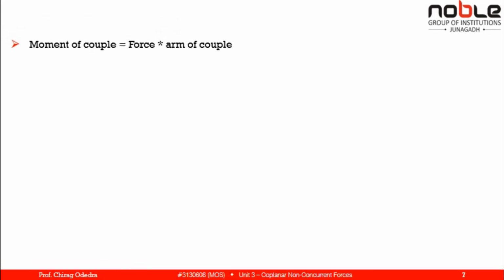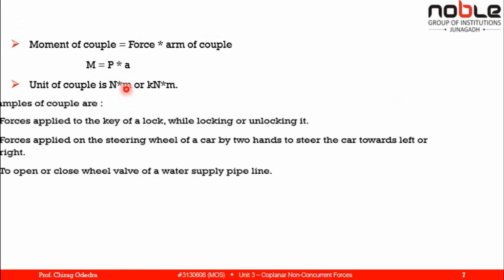Now the moment due to this couple is equal to force into arm of the couple. This is similar to the moment of a force, that is force into perpendicular distance. Here the perpendicular distance is replaced by the arm of the couple. That means M is equal to P into A. Similar to moment, the unit of a couple is also Newton into meter or kilonewton into mm. Newton is for force and meter is for the arm of the couple, that is distance.